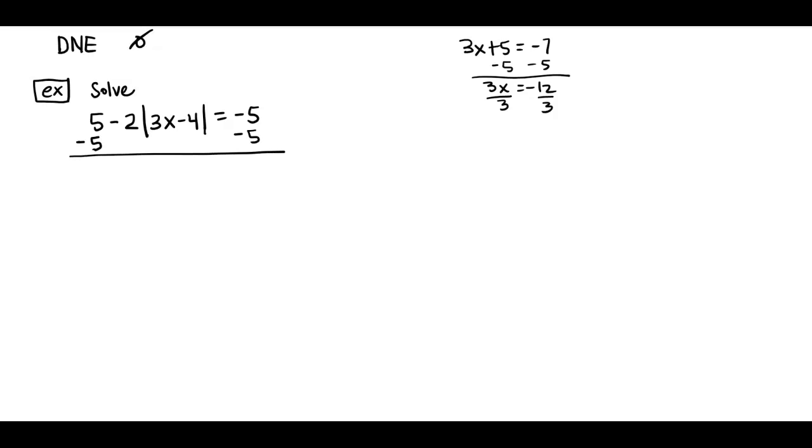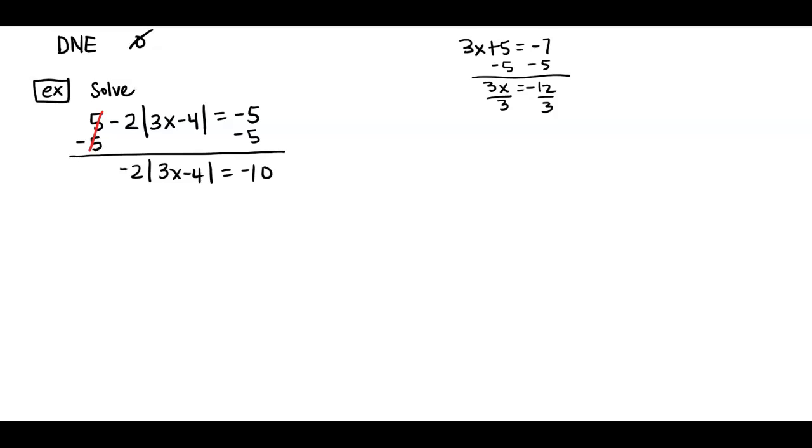That would be our first step. When we do that, that just goes to 0, which is what we were trying to do, so we could get the absolute value part by itself. Then we're left with negative 2 times the absolute value of 3x minus 4 equals negative 10.